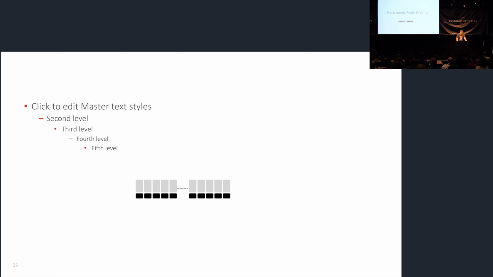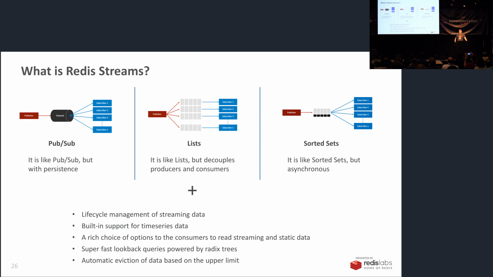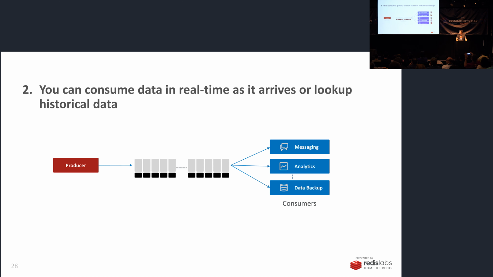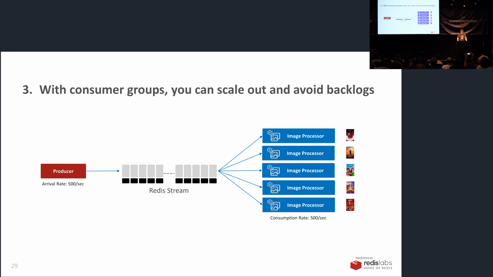And here comes Redis Streams. In the past, like I said, we've used PubSub, but this is like PubSub with persistence. The data is going to be there even after it's been sent until you tell it not to be there anymore. It's like lists, but it decouples. With lists, you basically have to assign a list for each client. And it's like sorted sets, but more asynchronous. It's basically handling the life cycle of the data. So you can scale out to avoid these backlogs, and you can't really see it, but these are like movie titles or images.